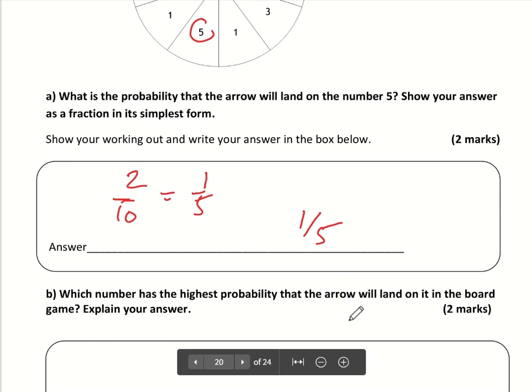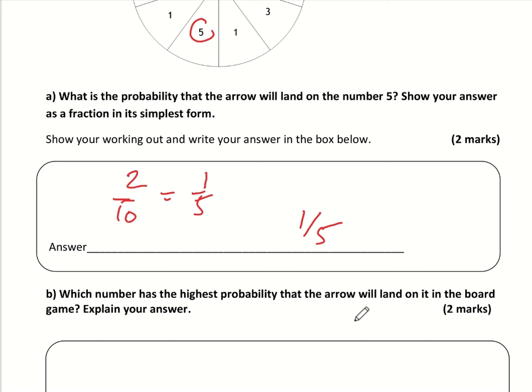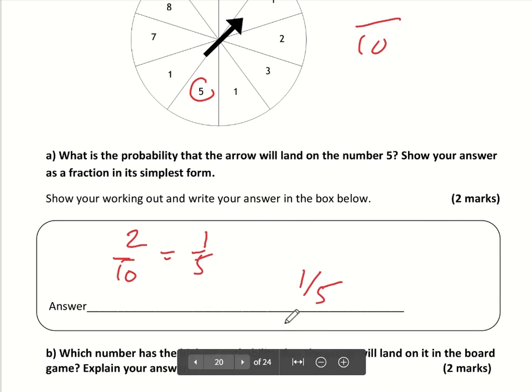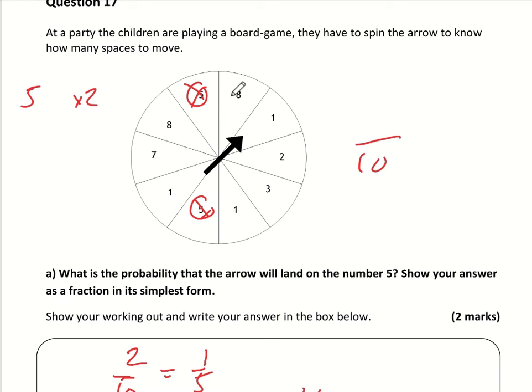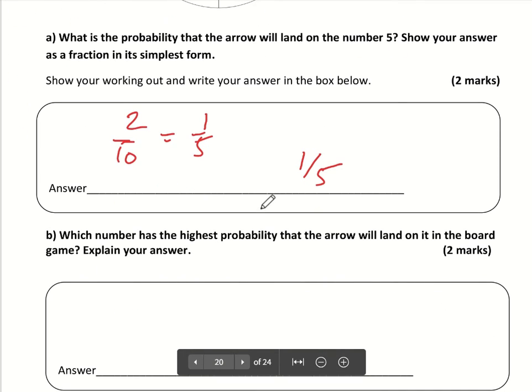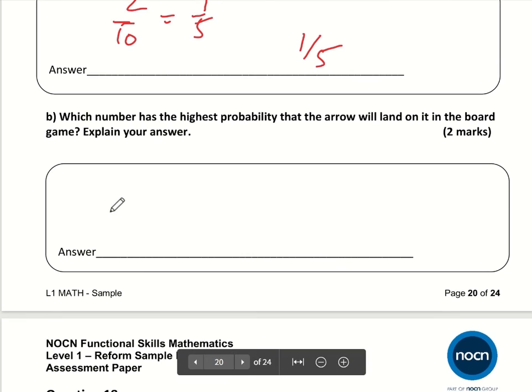Which number has the highest probability that the arrow will land on in the board game? Right, so the highest probability, well, that's going to be the number that appears the most. So we can see that 5 appears twice, 8 appears twice, 1 appears 3 times, and 2 only appears once, 3 appears once, and 7 appears once. So which number has the highest probability? Well, the answer is the number 1.